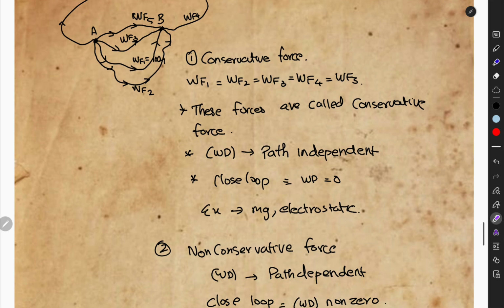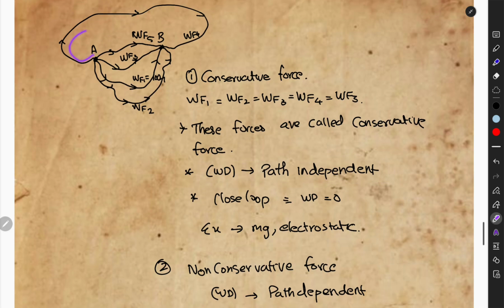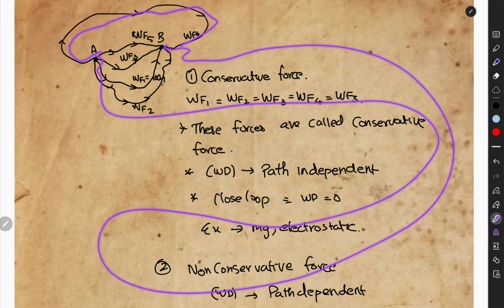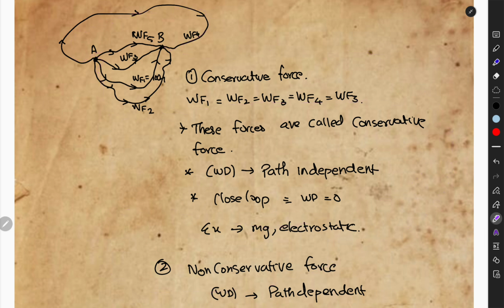Work done is path independent. So whatever path it takes, it can go like this, it can go like this also, and go to B. It only depends on the initial and final position. Those are called conservative forces. And for conservative forces, in a closed loop, the work done will be 0.